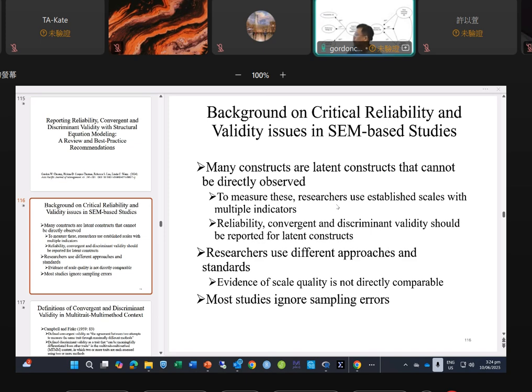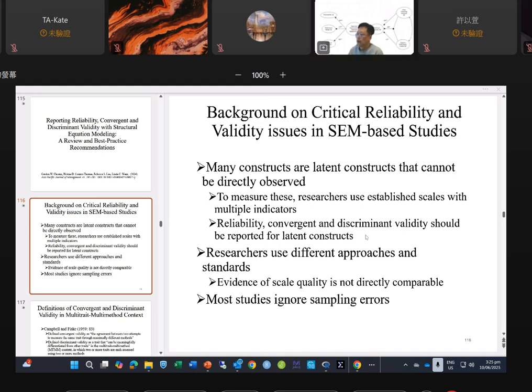And yesterday I told you that you should not develop your own scale. What you should do is to use established scales. That means people have published the scales. Try to use the scales that are more popular, that have been used multiple times, because they are more reliable. Don't use a scale that has just been published last year and used once or twice. They may not be good scales. So we use established scales instead of creating your own, with multiple indicators. Reliability, convergent, and discriminant validity should be reported for all latent constructs.